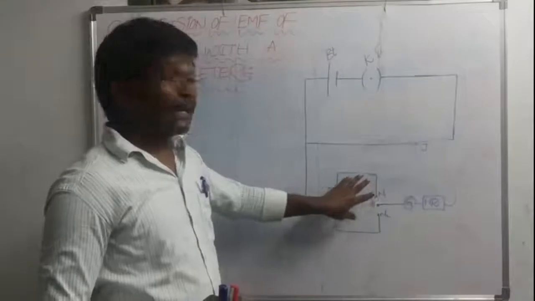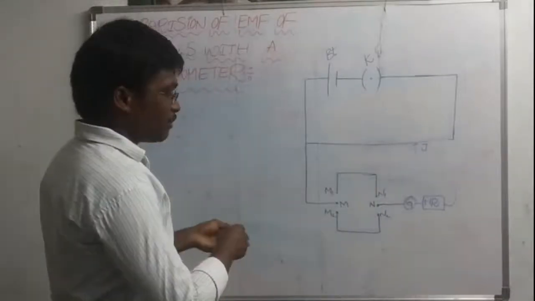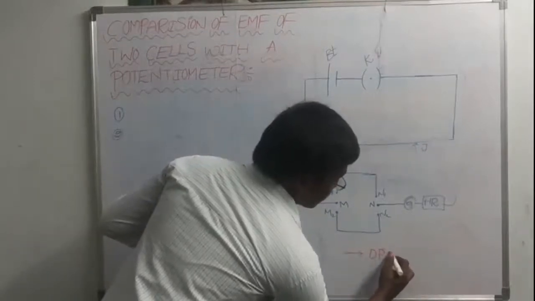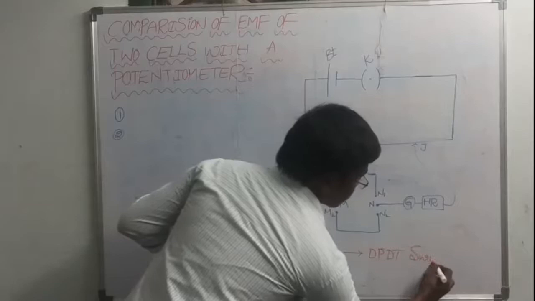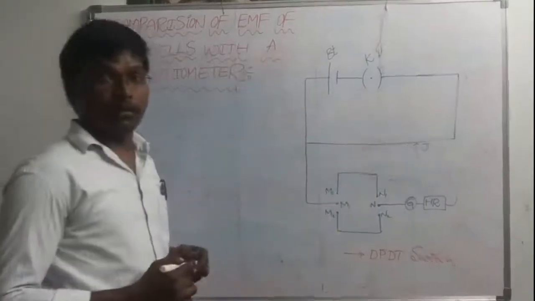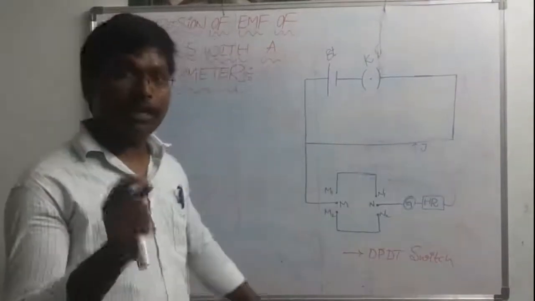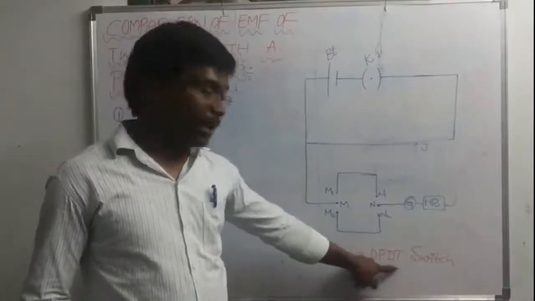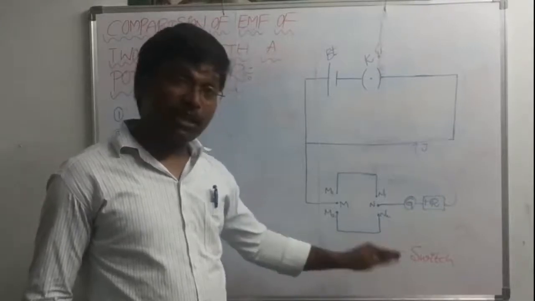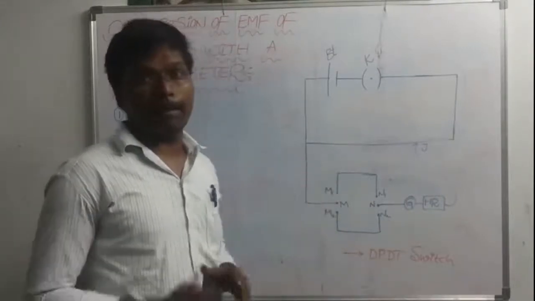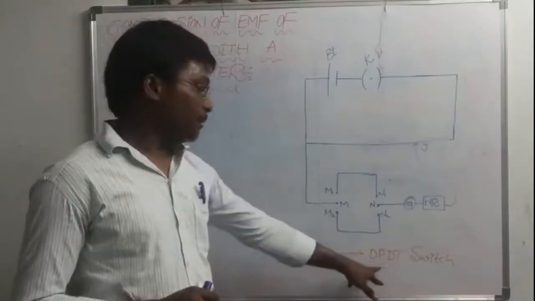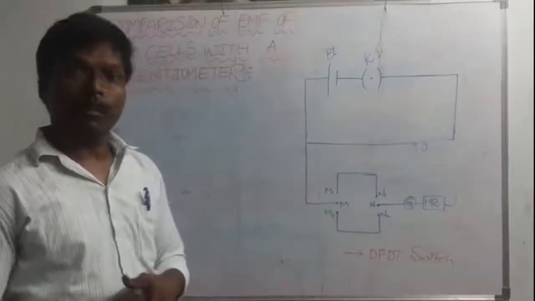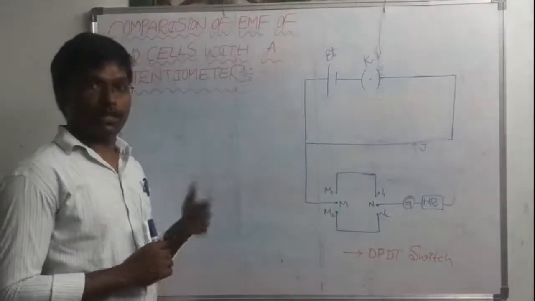This is the DP-DT switch. DP-DT: D means double, P means pole; again D means double, T means throw. DP-DT means double pole, double throw switch. That is the name of that switch. Now I will explain the construction of this diagram.